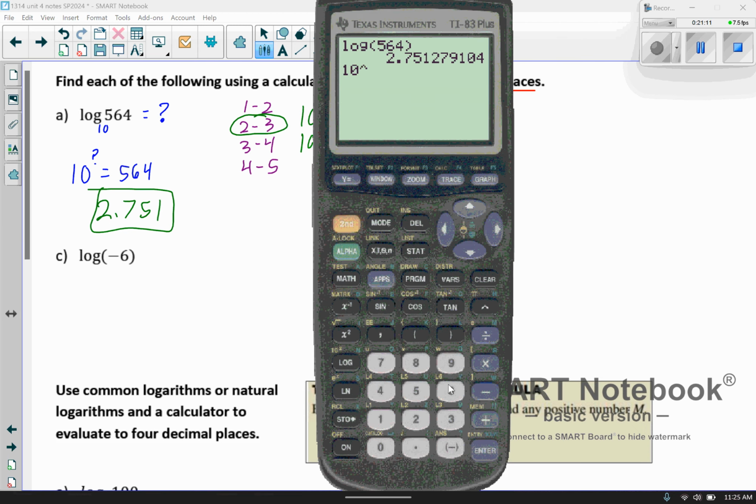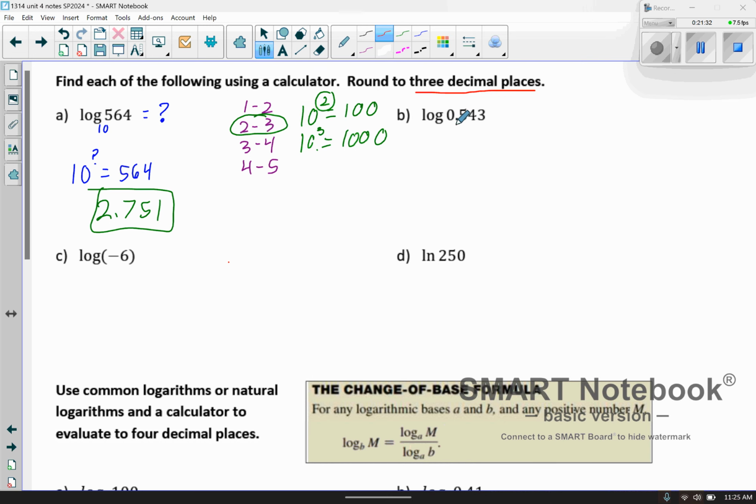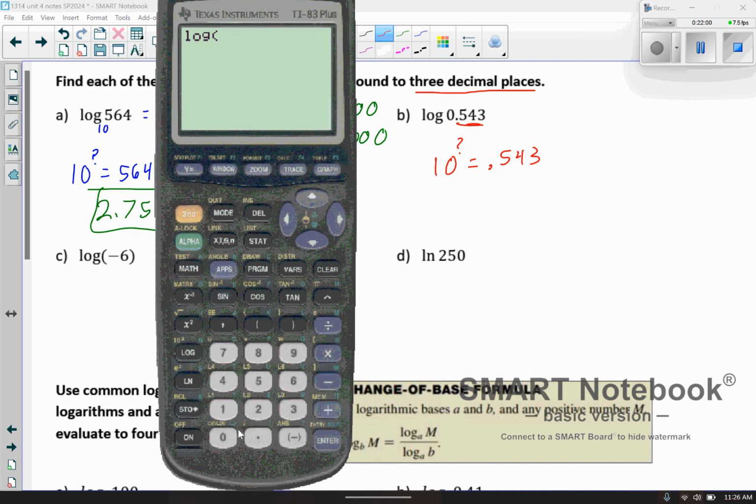All right, let's look at B. So this time I'm taking the log of 0.543. And so that's kind of interesting because I'm trying to figure out 10 to what power. And that's actually shrinking, right? So that could make my exponent maybe a decimal or maybe even negative. Let's see. Let's find out. So we're going to do the log of 0.543. So I got negative 0.265.